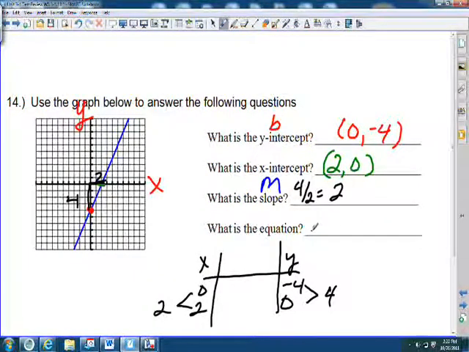My equation, remember y equals mx plus b. Y equals 2x minus 4. There's my equation. Again, I would put this in the calculator, press graph, and make sure I did it correctly.